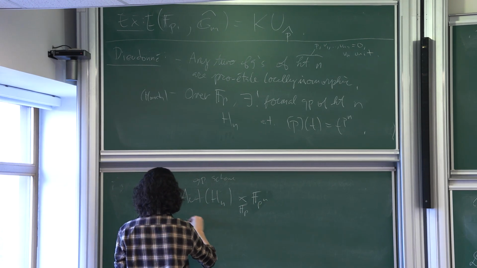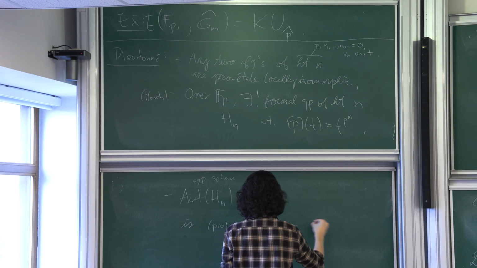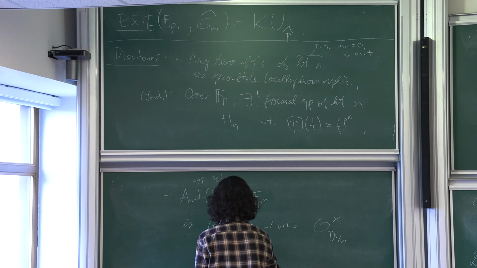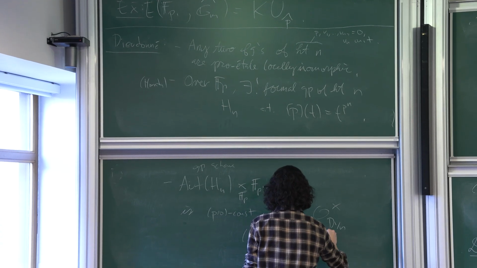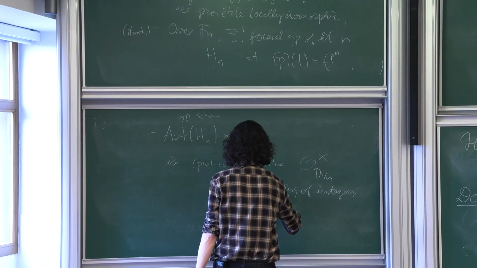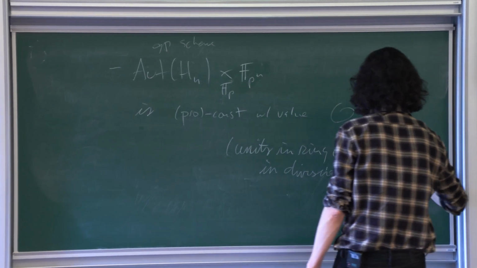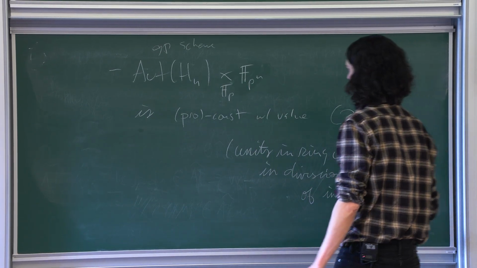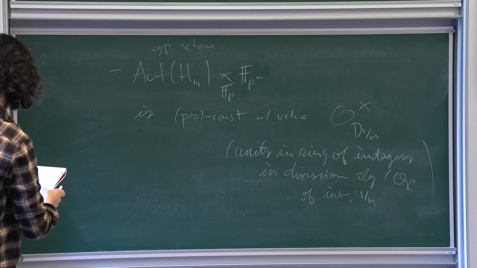So this is pro-constant with value the units in the ring of integers in a division algebra, a specific division algebra over Qp of invariant 1 over n. And was there something else? This should be enough to determine it.